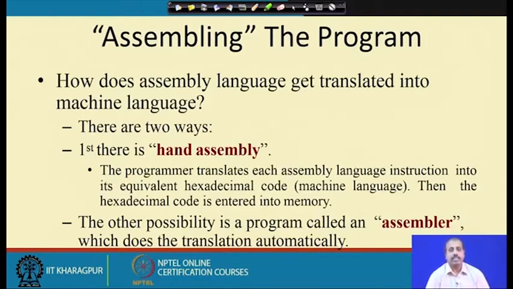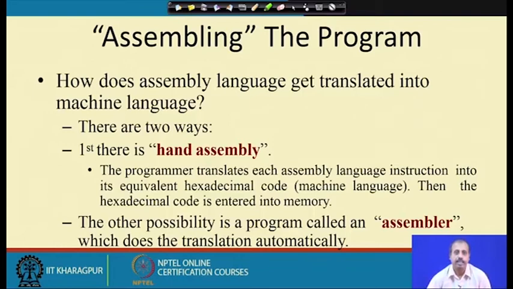Now, as I said, the assembly language program is for user understanding. The machine or the processor does not understand it. So, what we have to do is translate this assembly language program into a machine language program. How do we do it?